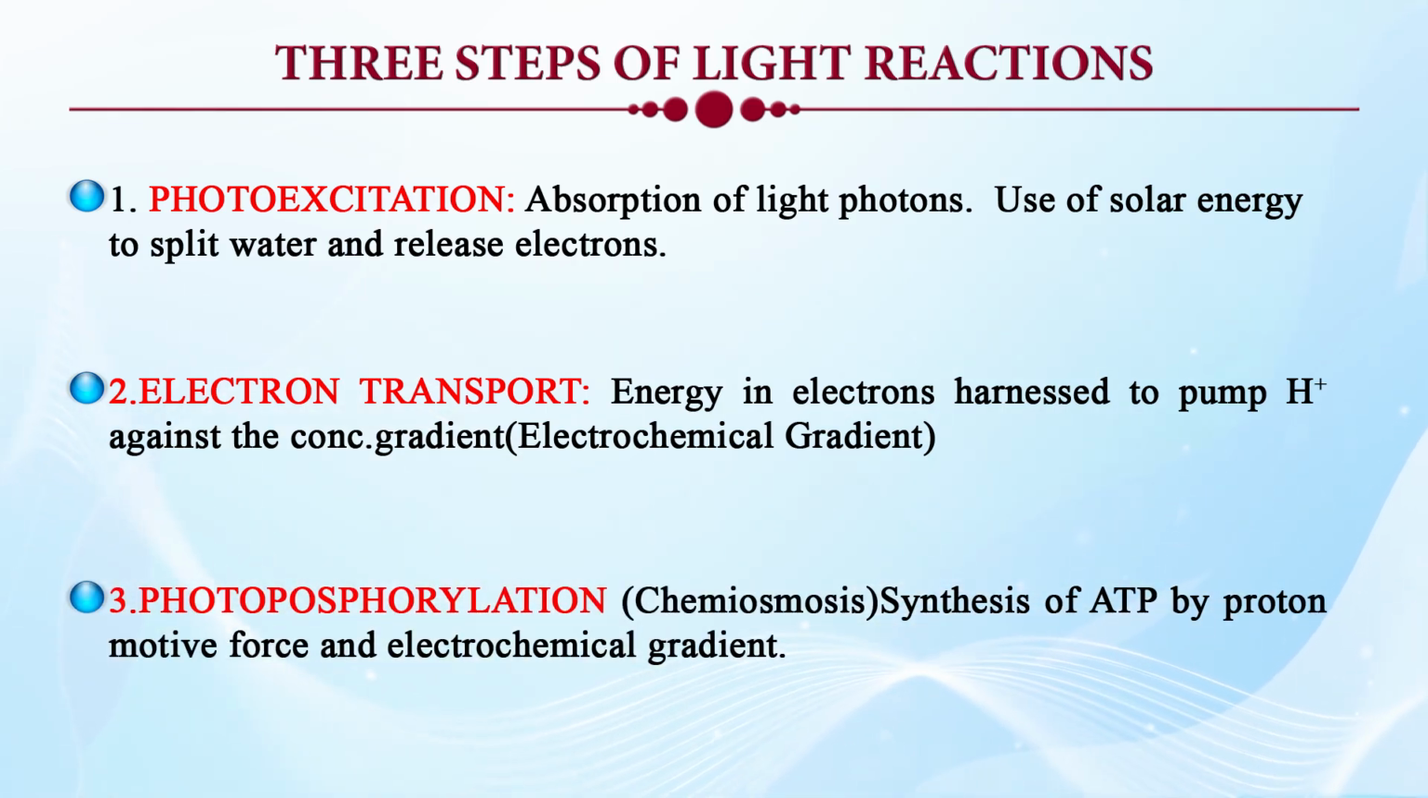So, the first and the foremost step is that the light should first be absorbed by a photosensitive molecule, and that happens to be chlorophyll. And in the process, this solar energy would be utilized for splitting water and the subsequent release of electrons. So, when we are talking about photoexcitation, first we should know from where this radiation is coming.